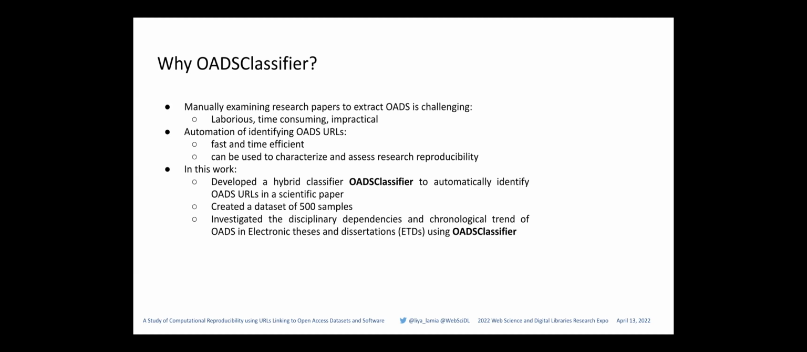So in our work, we developed a hybrid classifier and we named it the OADS classifier to automatically identify OADS URLs in a scientific paper. For our model, we created a dataset of 500 samples for training and testing the classifier. We have also investigated the disciplinary dependencies and chronological trend of OADS in electronic theses and dissertations using the OADS classifier.